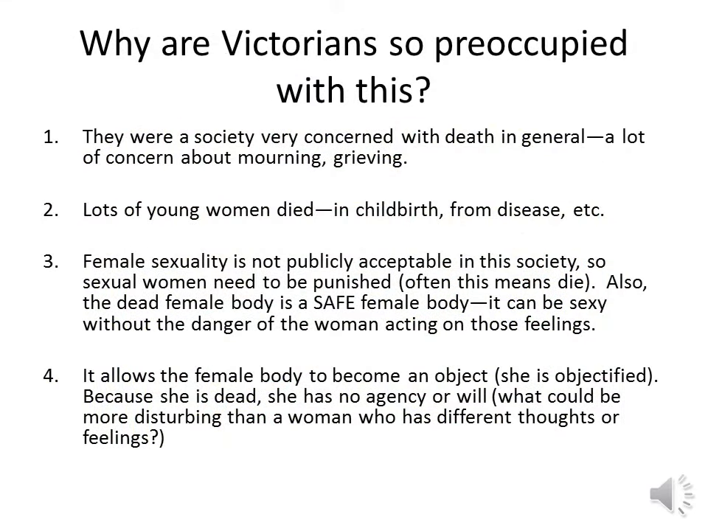Why are Victorians so preoccupied with this? One, they were a society very concerned with death in general. A lot of concern about mourning, a lot of concern about grieving. I did not make you read it, but it is in the Norton Anthology. The most critically acclaimed and popularly successful poem in the 19th century was Alfred Tennyson's In Memoriam, which was about the death of his best friend.